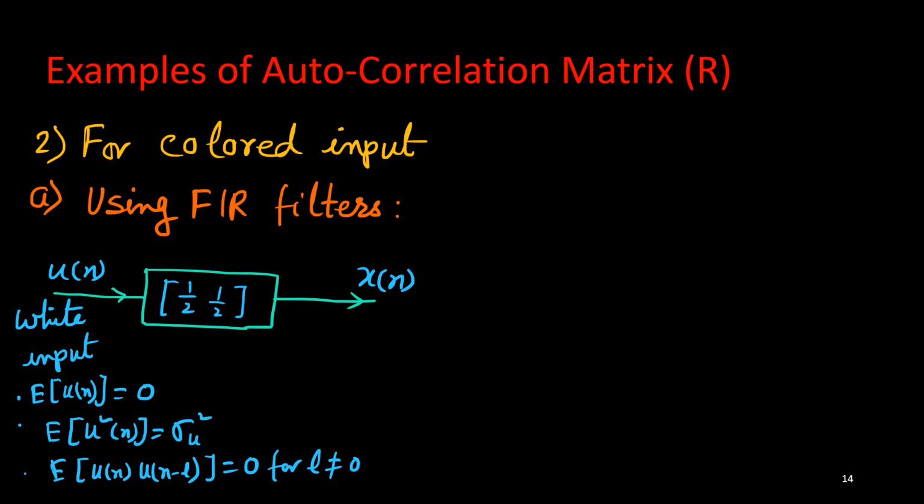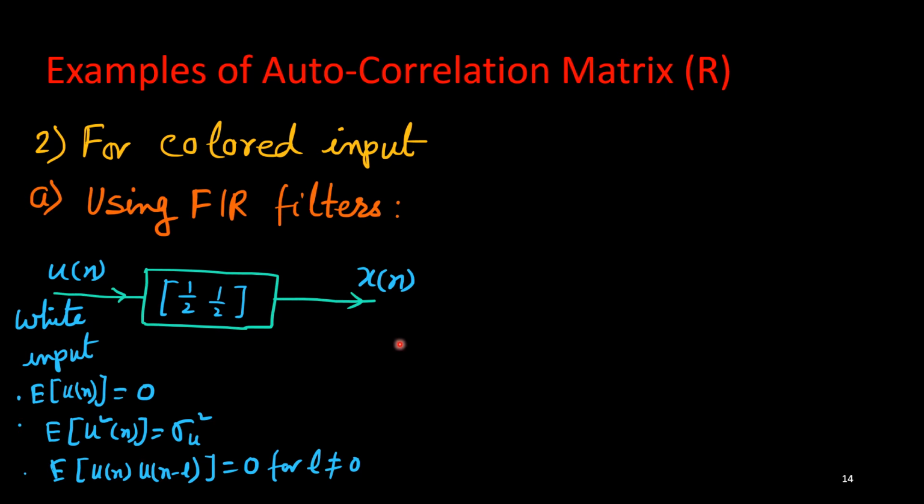So first we will consider one example for FIR filtering by which we can generate colored input from white input. Here, these are the filter coefficients, half and half, and u(n) is a white input sequence, and x(n) is the output sequence for this FIR filter. And here we'll assume that as u(n) is white, its mean is 0, variance is sigma u square, and there's no correlation between two different samples, that is 0.